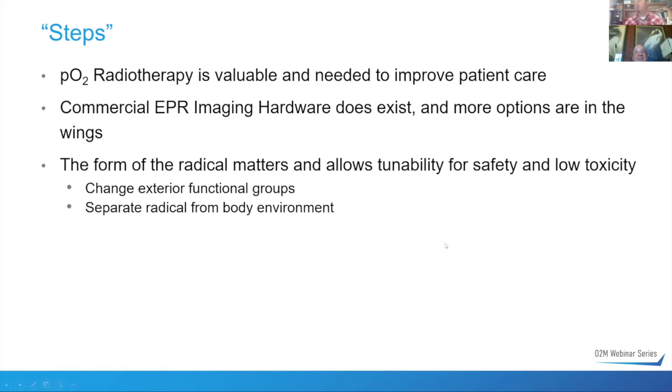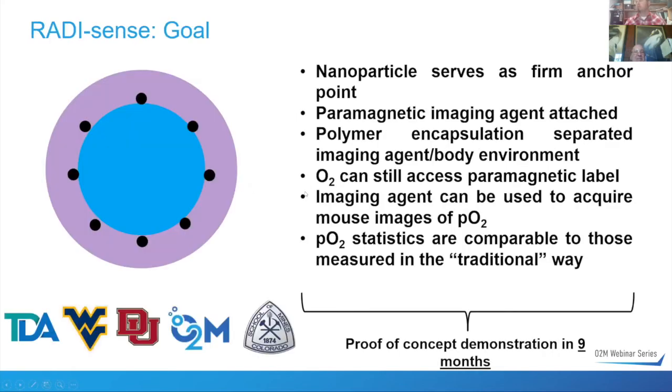And the form of the radical matters. And if you can adjust the form of the radical, either through chemistry or by putting it in a package which is amenable to use in the body, we can get around that hurdle. And this part, separating the radical from the body environment, is really what we're after in the work. Some of the work I'm going to talk about is from our recent NCI project.